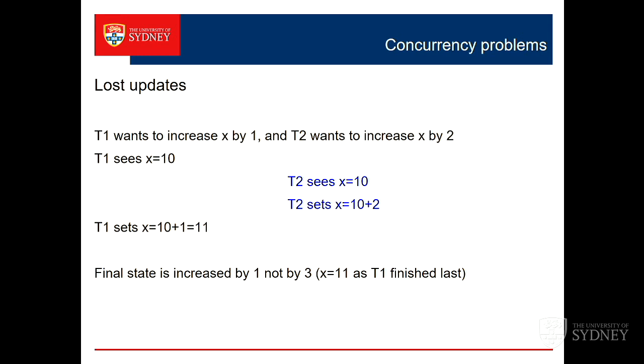If T1 hadn't been interrupted, it would go through that way. If T2 was the one that had been interrupted, we would have had 12 as a result. But depending on which one runs first and which one gets interrupted, we'll get one of 3 different values for that parallel computation. And that's obviously not very satisfactory. So, lost update problems.